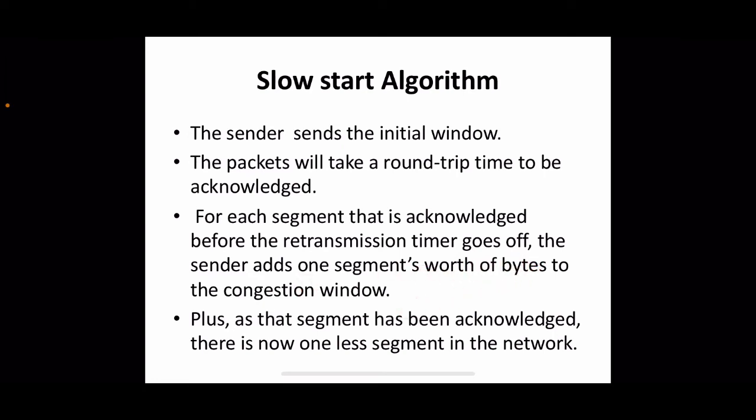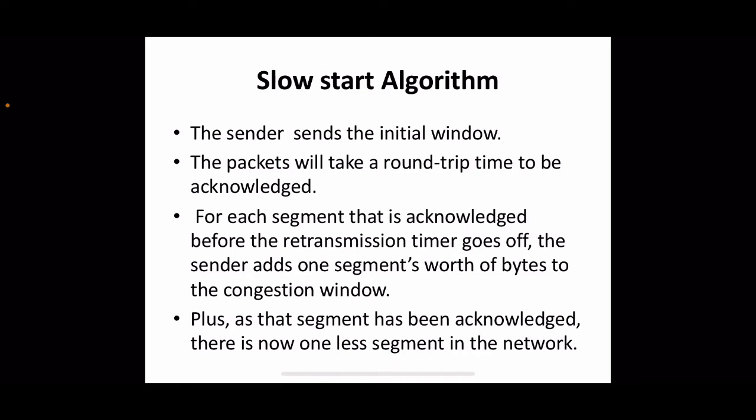That means for each segment received correctly and acknowledged before the timer goes off, there is no issue in the network or at the receiver. The sender will add one more segment to its congestion window. It assumes, I can safely send one more segment within this time period. Like that, it will add one more segment to the congestion window.